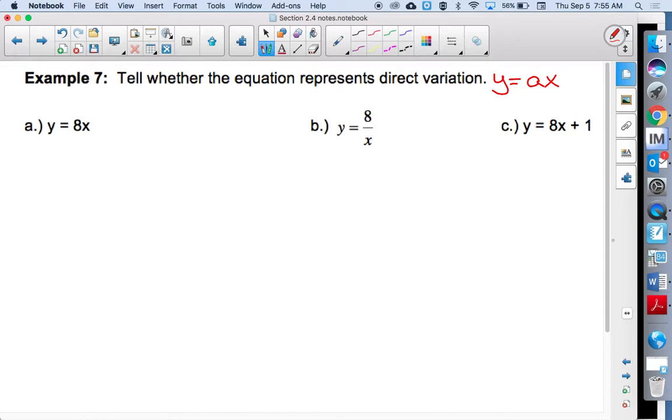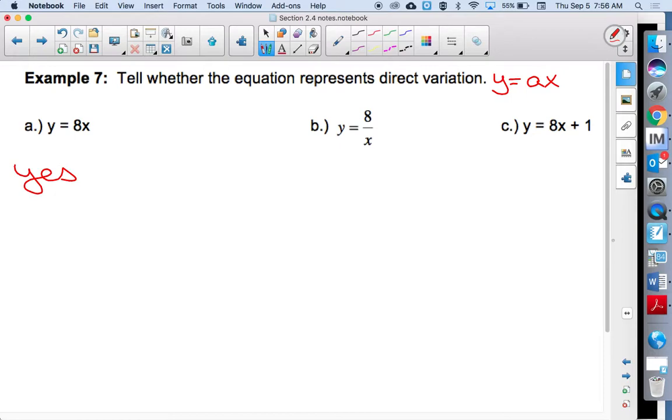So Leah, is the first one a direct variation? Yeah, because it's in the same exact format. You have an 8, which is your slope. You have a y and an x. How about letter B? Jack. Yes. Why? Because that's the same thing as y equals 1/8.